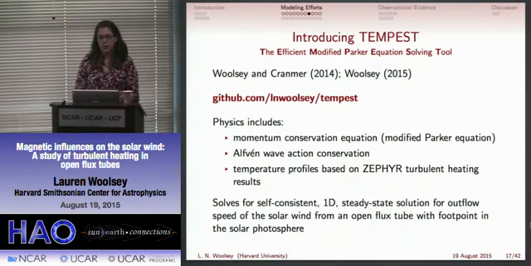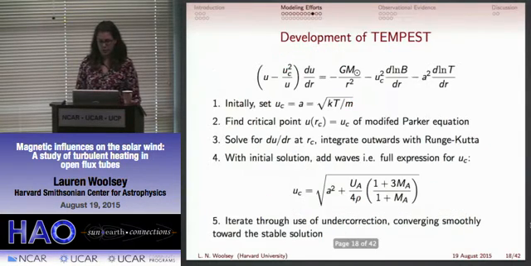So ZEPHYR is computationally intensive compared to this simple WSA, plug in the expansion factor into an expression. We wanted to see if there was something that was also fairly simple and fast to run that could be used for the same purposes. So TEMPEST uses the momentum conservation equation, so that's the modified Parker equation part of the acronym, and it uses Alfvén wave action conservation and the temperature profile. So the fact that we had those really strong temperature correlations is actually the reason that we can use TEMPEST. So again, it's solving for a self-consistent, one-dimensional steady-state solution with that magnetic field as its only output.